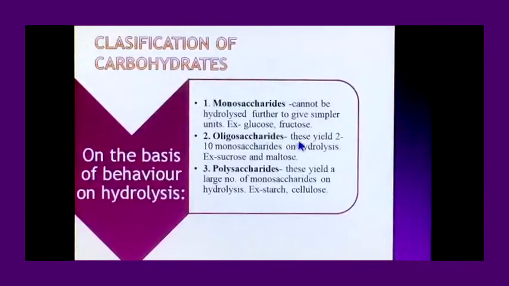Whereas oligosaccharides are the group of carbohydrates which yield 2 to 10 monosaccharides on hydrolysis. They can also be termed disaccharides if 2 units are produced, trisaccharides if 3 units are produced, and tetrasaccharides, and so on. Examples are sucrose and maltose. Then we have the third group, polysaccharides. These are the carbohydrates which yield a large number of monosaccharides on hydrolysis, and examples are starch and cellulose, which is mainly present in the cell walls of plant cells. So this is one basis of classification.